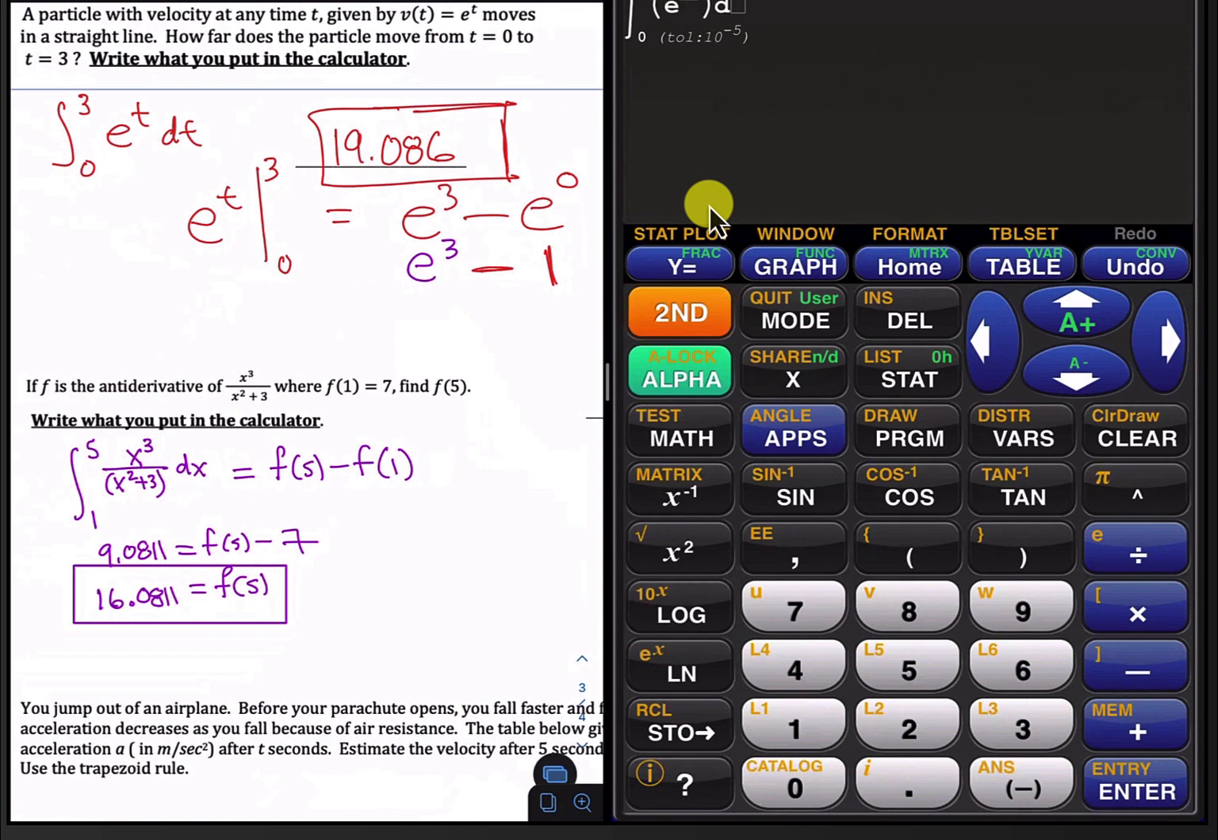And then you've got to type in the dx over here as well. So put the x there, and then press enter. And there it is. The value of the integral is 19.085, which is the same thing we got here.